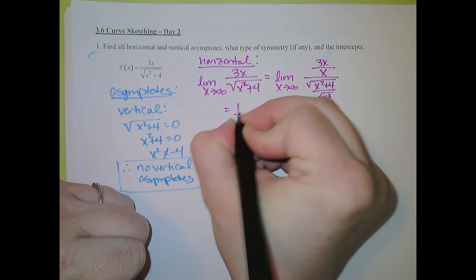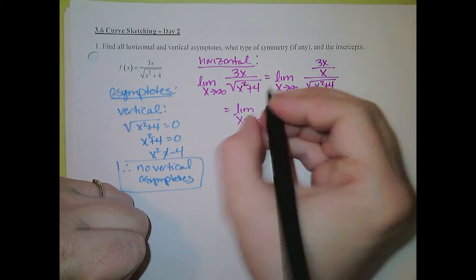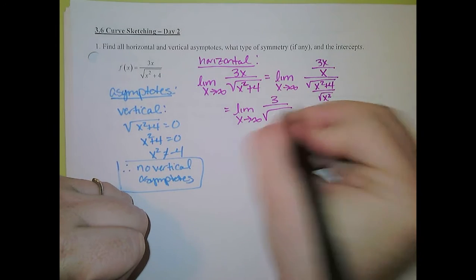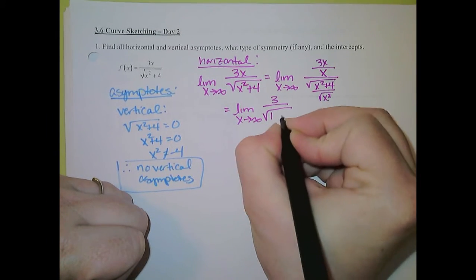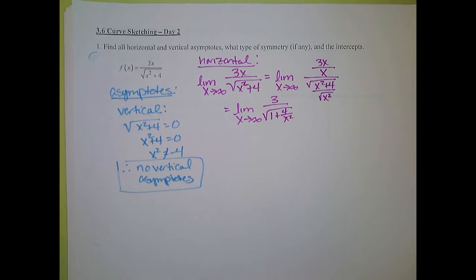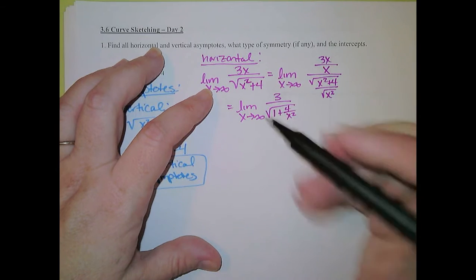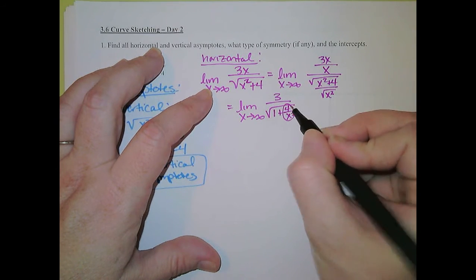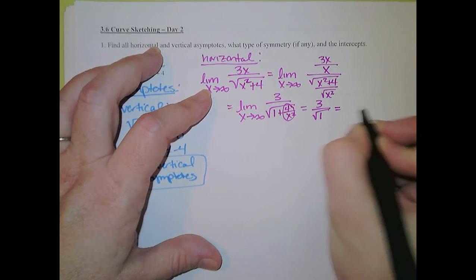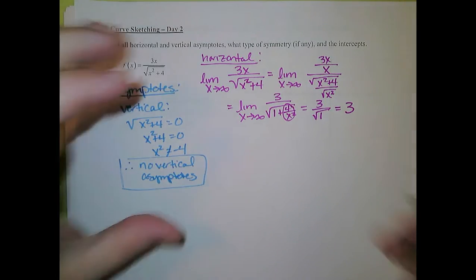So I have the limit as x approaches infinity of 3x divided by x, which would be 3, over the square root of x squared divided by x squared, which is 1, plus 4 divided by x squared. As x increases without bound, our denominator is getting really big, so overall this piece is going to be approaching 0. So I have 3 over the square root of 1, which would be 3. Now we need to check the other end.